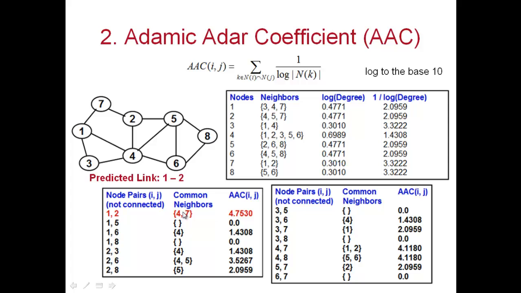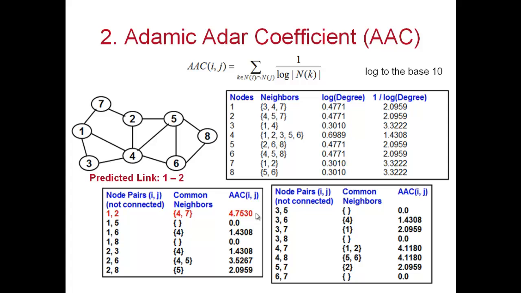Now for the node pairs that have common neighbors, like in this case, you have common neighbors 4 and 7, and you have the 1 over log degree value for each of the nodes. So for 4, it's 1.4308. For 7, it is 3.3222. So you have to just add those values. 1.4308 plus 3.3222 is going to be 4.7530.